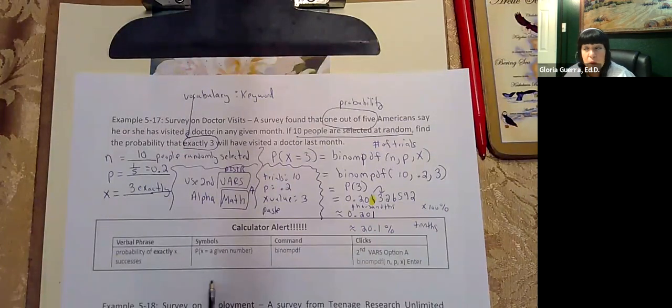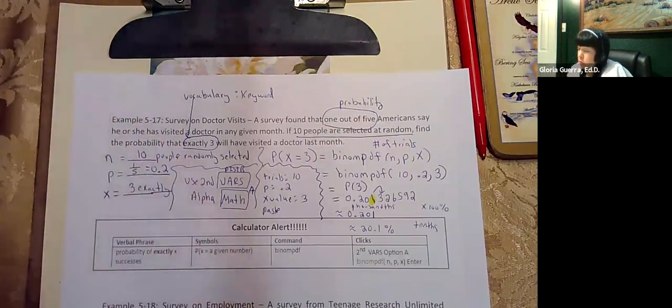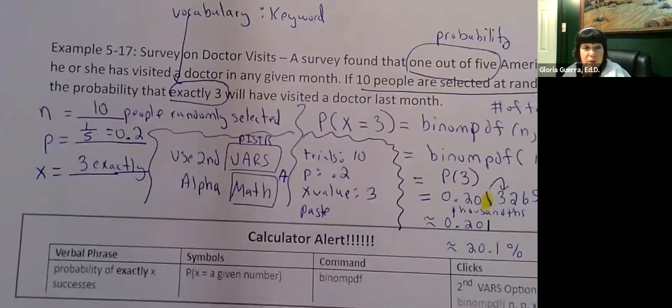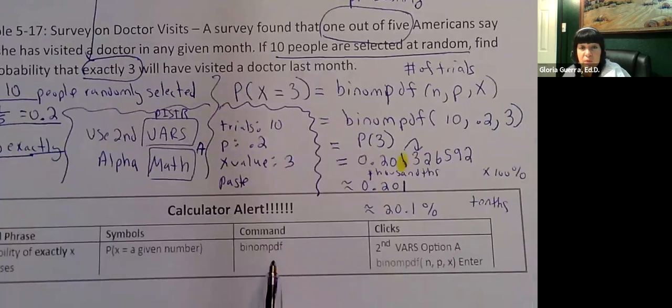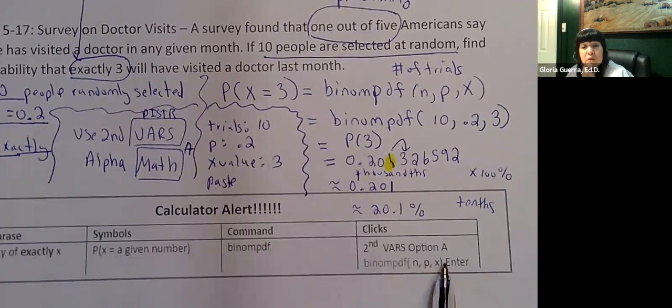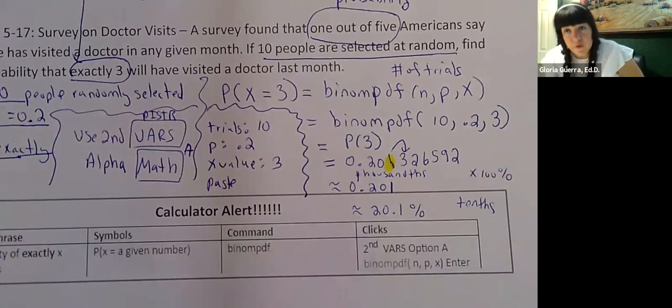Okay, now here's where I make use of my formula sheet, which you saw your teacher make use of. I think here also they have exactly X is a given number, binomial PDF, but they don't have npx like mine does. Second vars and option A, but again, they don't say alpha and then math. So it's not perfect. It's similar, but it's not perfect. Okay, but that's where that's coming from.